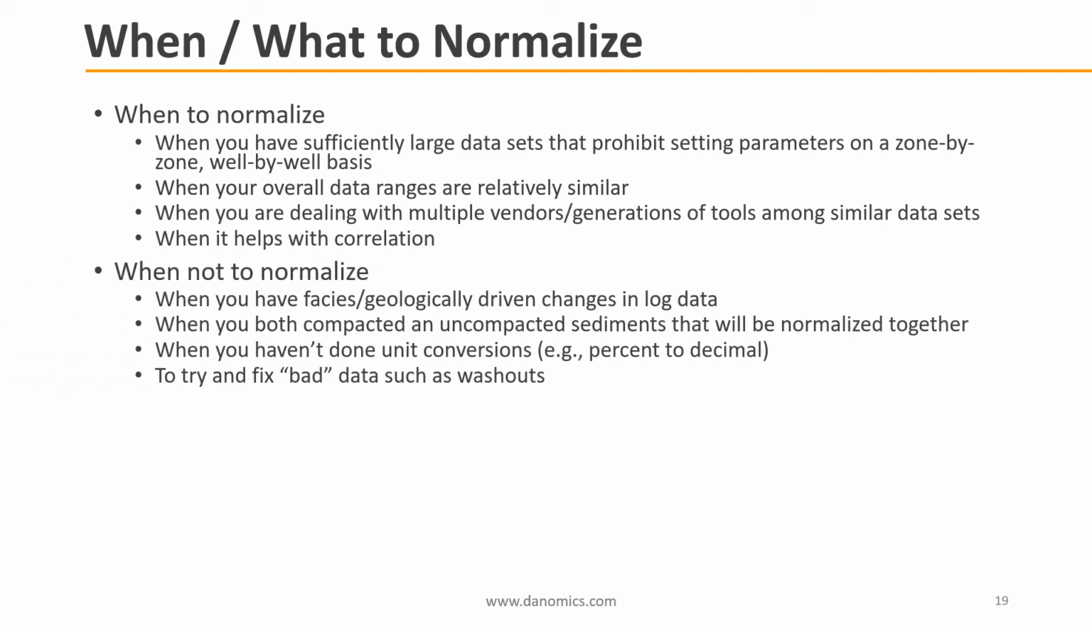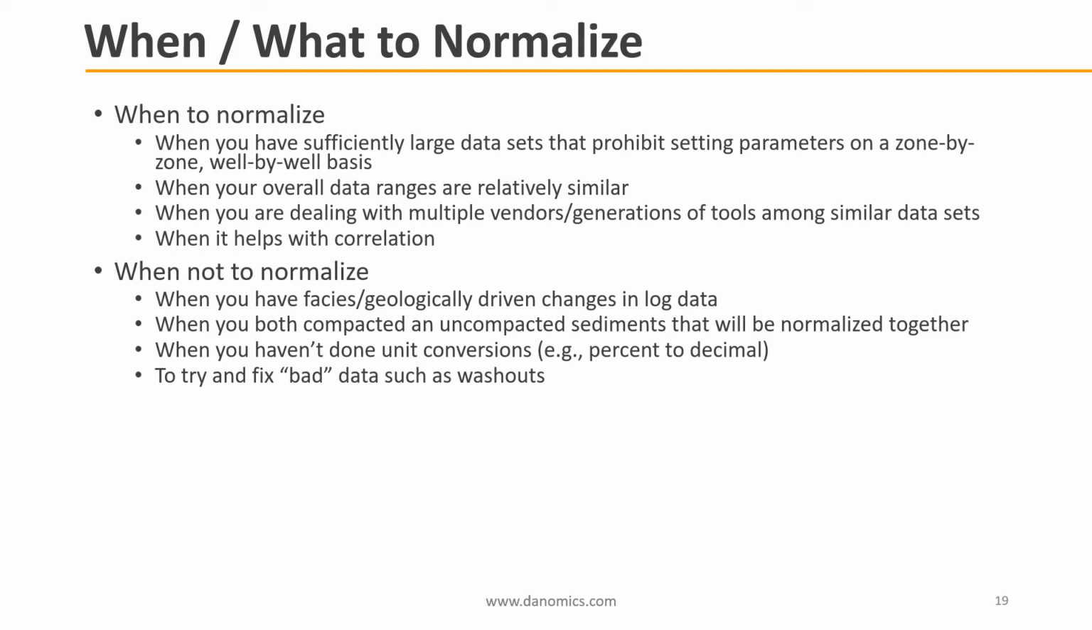You should not normalize when you have facies or geological driven changes in your log data. So if you have 2 logs and they have a different data range, the question should be, is that change real? And if that change is real, you do not want to normalize that away. Normalization can also be made tricky when you have differences that are caused by compacted and uncompacted sediments. So maybe when performing that normalization, you only want to look at things that are like for like. So only looking at compacted sediments, for example.